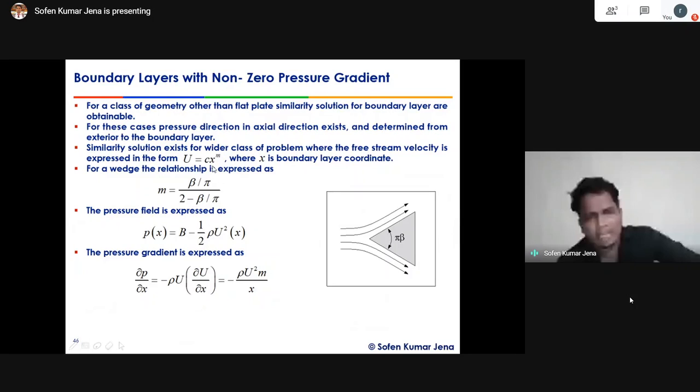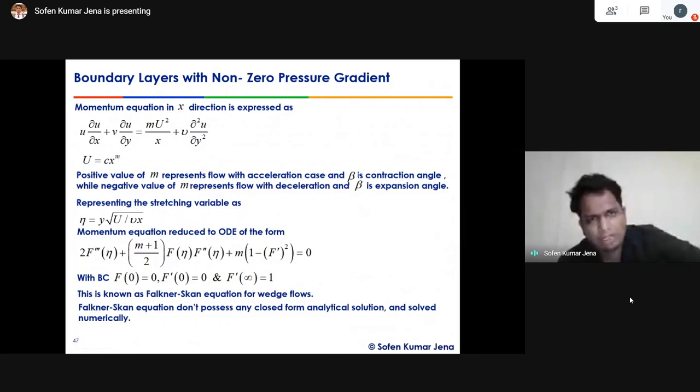The m will become the exponent after differentiation, and we divide with respect to x to represent the del u by del x term in terms of u. So now del p by del x is equal to how much? Minus rho u square m by x, right? So let's calculate the x momentum equation.